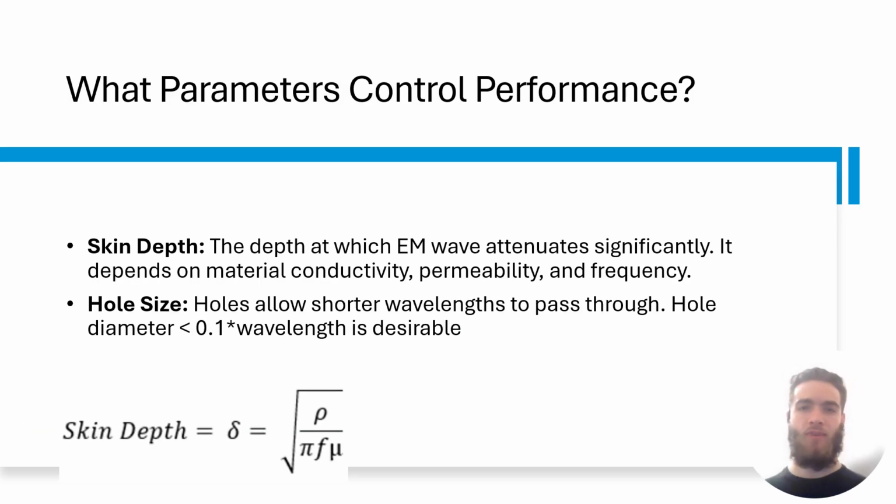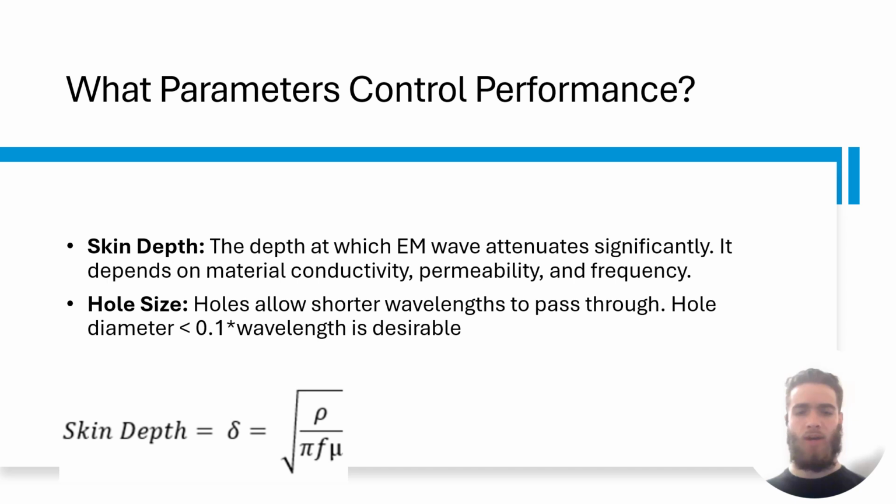How do we make a good Faraday cage, and what parameters do we need to look at? First up is skin depth, relating to the thickness of the cage. So the skin depth is the depth at which the wave is going to attenuate significantly, and this is going to depend on the material's conductivity, permeability, and the frequency of the wave you're trying to cancel.